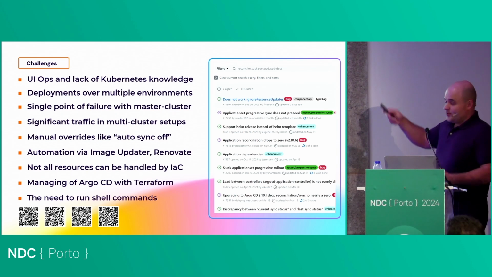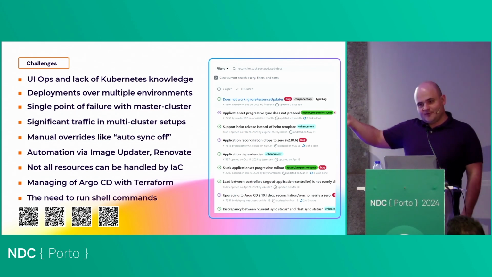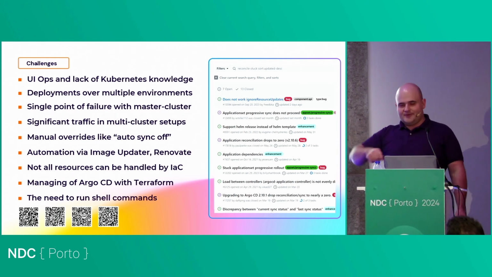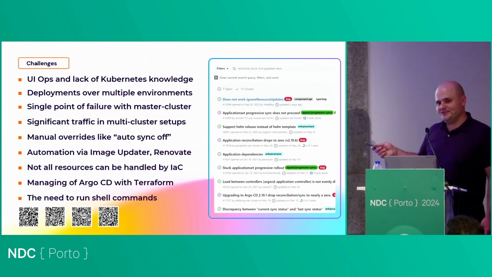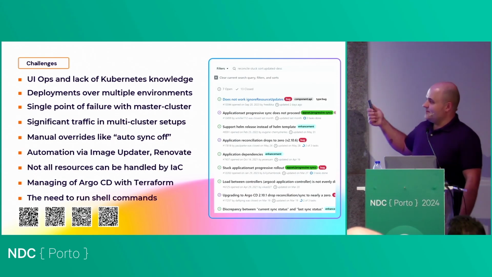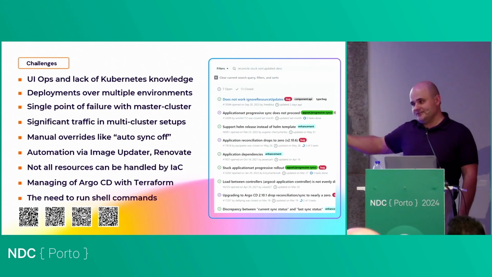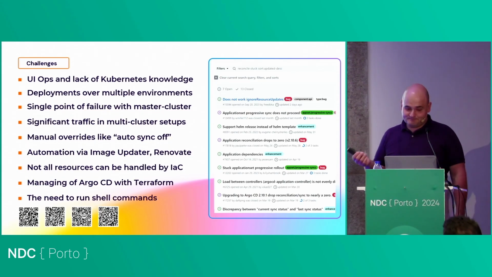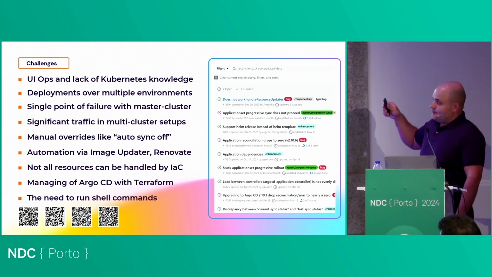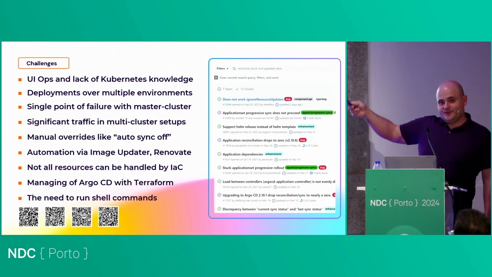And you have a master cluster with Argo. So if your cluster goes down, all your fancy GitOps dies with this cluster. If it's some kind of misconfiguration or network issue and you have a distributed setup, everything will be dead. Also, there are manual overrides from the UI.